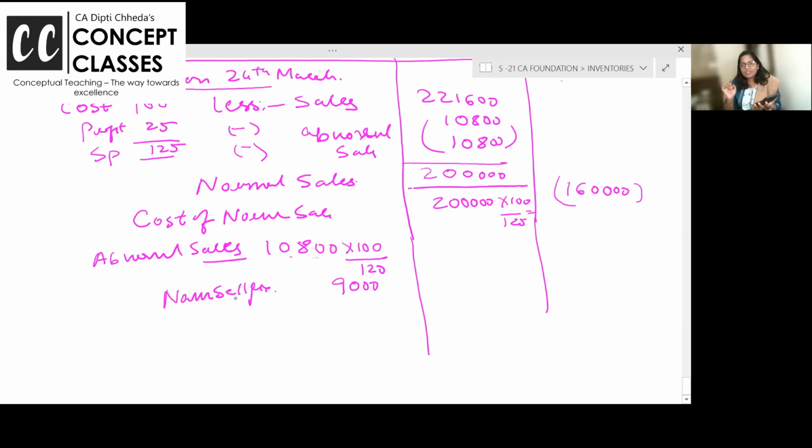9,000 is not cost, dear students. It is sold above the normal selling price. Bring it at normal selling price. Now you take it at cost. 9,000 into 100 divided by 125. 9,000 is now normal selling price.